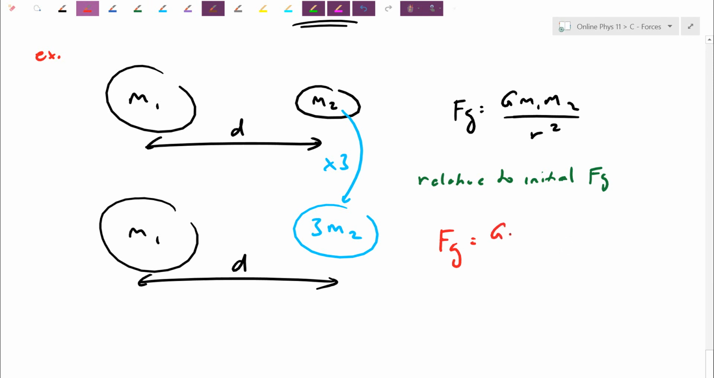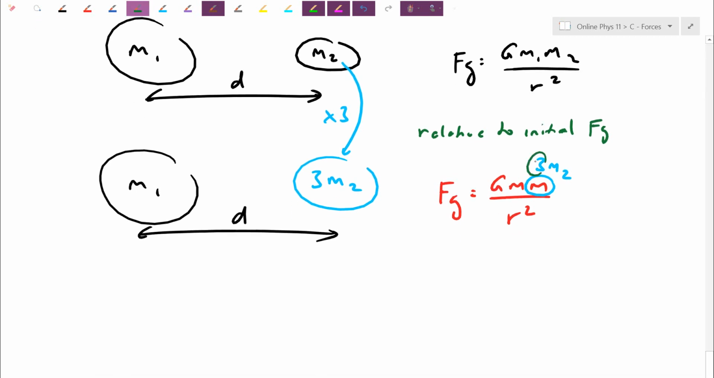Our new Fg is equal to GMm over r squared. The only difference is that I kept mass 1 the same and I kept the distance the same. The only difference here is this m, which is actually 3 times what mass 2 used to be. Whenever I have constants like that, I just pull it up to the front. The 3 comes out front, and we're going to get 3 times the initial Gm1m2 over r squared.